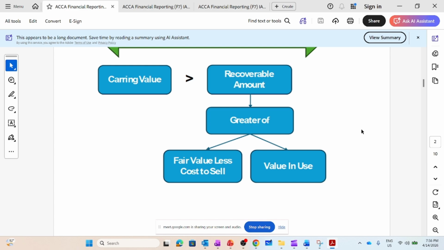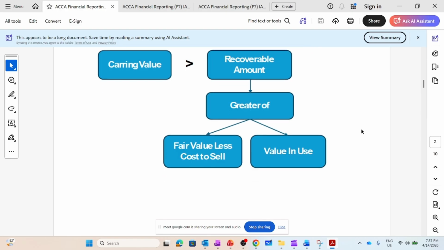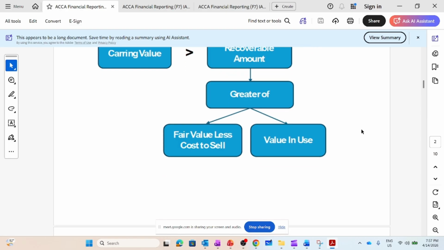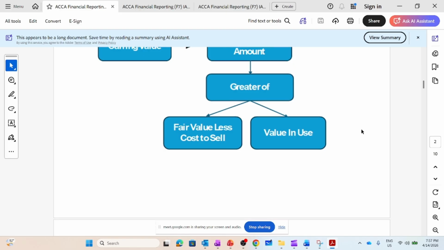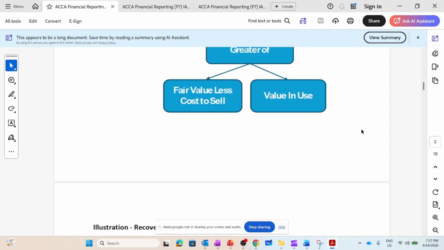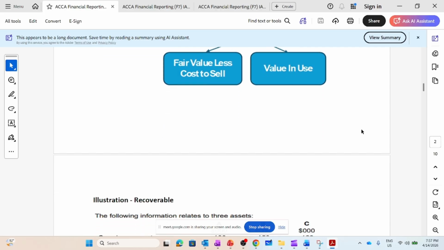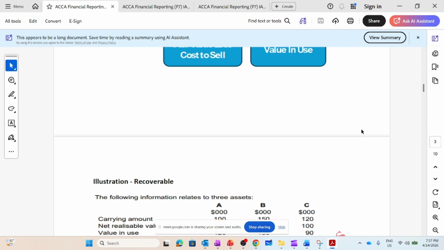Or we are going to do the alternative. If the value in use is greater, let's assume the value in use is 15,000 and the fair value less cost to sell is 8,000, then we are going to use the value in use instead of the fair value less cost to sell to be the recoverable amount. So this is the key concept that you need to know. All other aspects of impairment will be subject to this fundamental understanding of impairment. We can only get impairment when the carrying value is greater than the recoverable value.